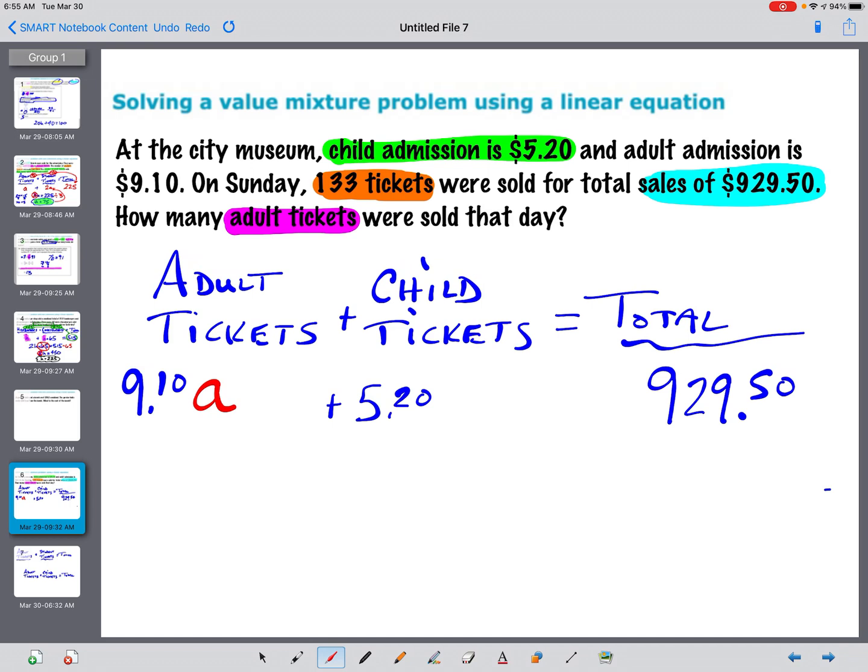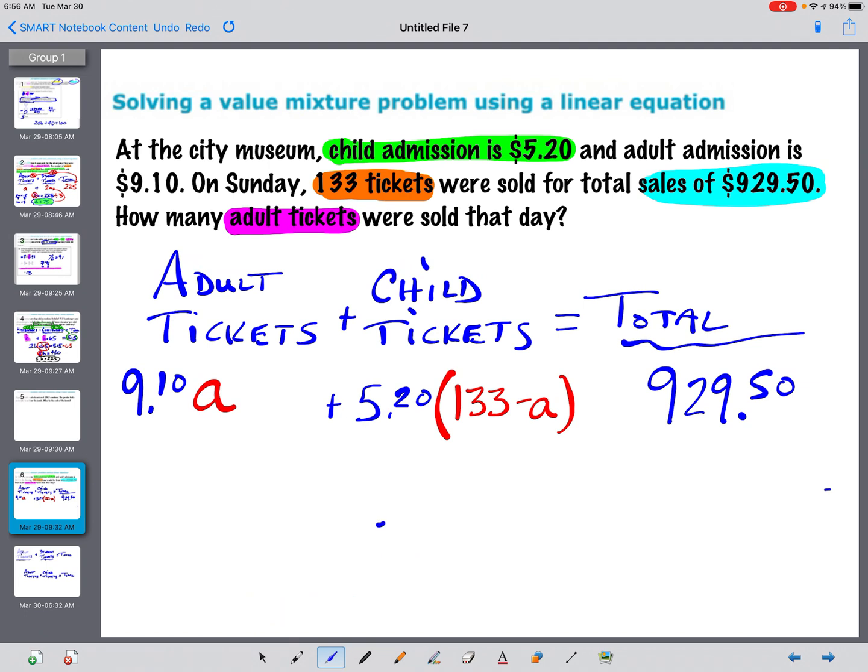And then what do we do for child tickets? Well, here's the only thing we can do. We know that there's 133 tickets sold total. And what we'll have to do is just subtract the adult tickets sold to get the number for child tickets. It's the only logic that we have. If we're going to make adult tickets A, logic would tell us that we'll be able to get the child tickets number if we subtract the adult tickets from the total tickets. That would leave only the child tickets left. And so that's how we're going to have to approach this problem.